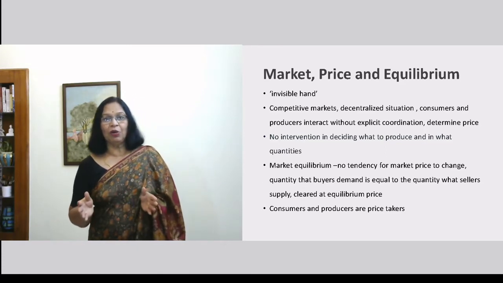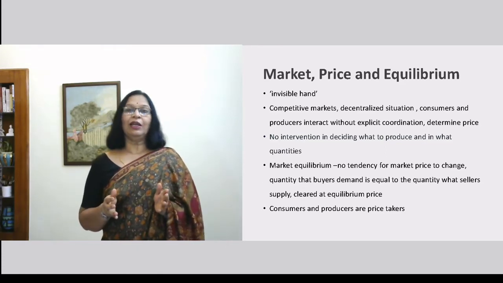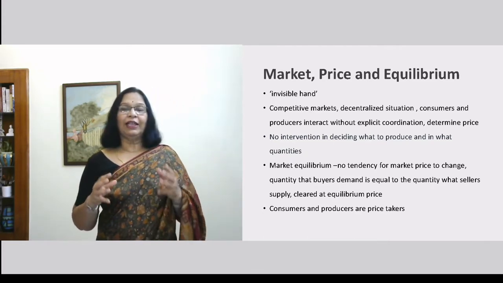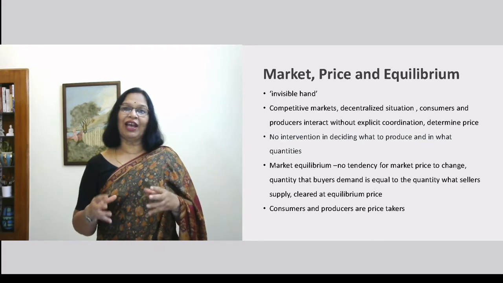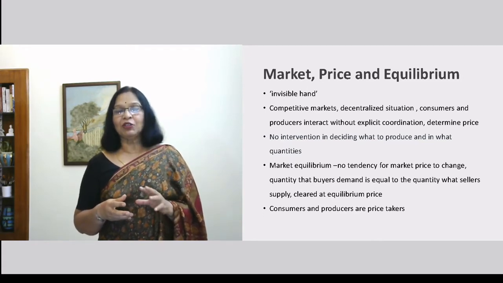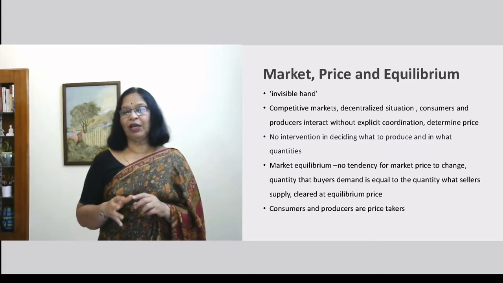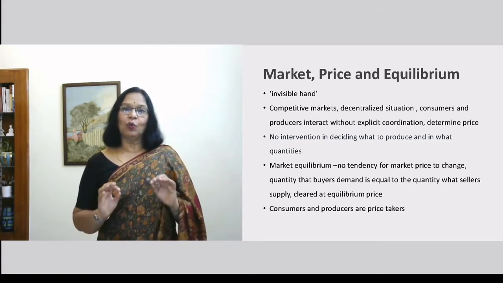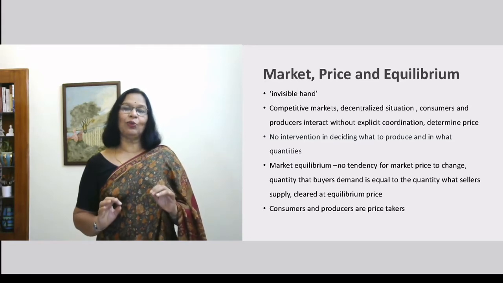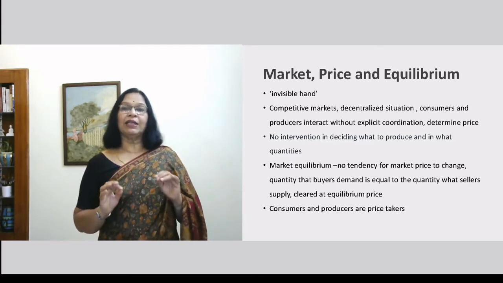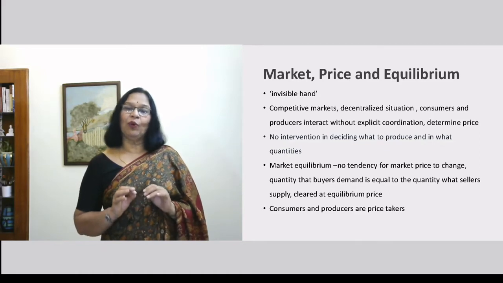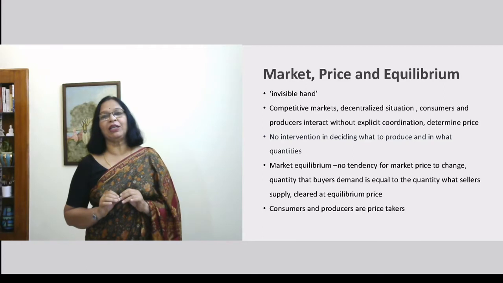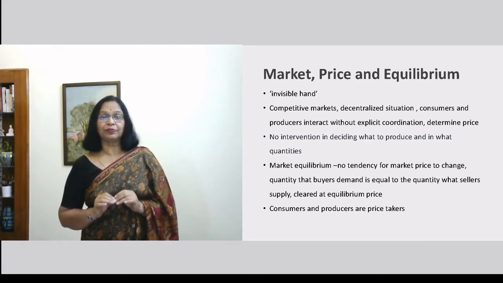There is no external body who helps the consumer to decide how much should be purchased or the producer to decide how much should be sold. There seems to be some kind of coordination, and at a determined price, because of the interaction of the consumer and the producer, a price is fixed and the quantity is fixed. So once the price and quantity is fixed, we understand that the market is in a state of equilibrium, and once it has reached a state of equilibrium, there may not be an immediate tendency to change the price or output.